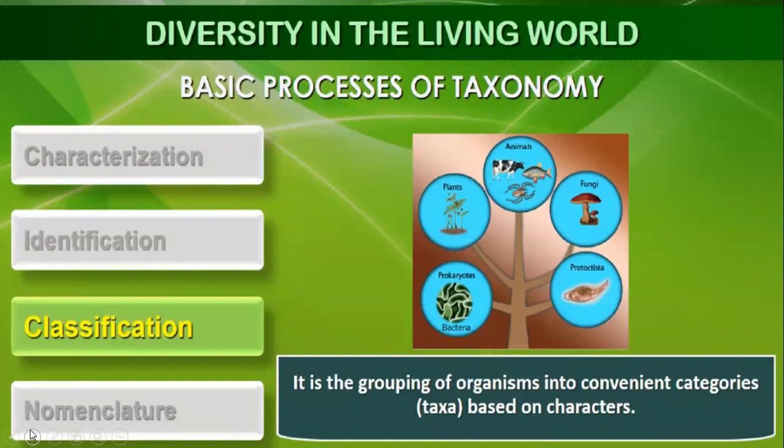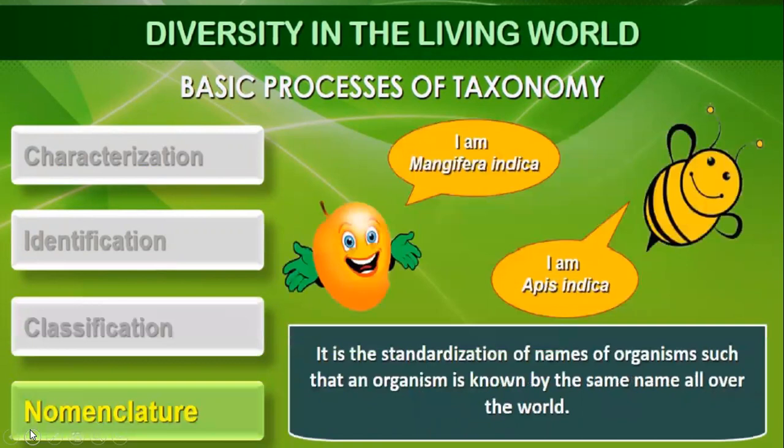Next is classification, classifying the organisms into different categories, such as prokaryotes, eukaryotes, kingdom Protista, fungi. All those are things to be said in classification. And finally, nomenclature, that is giving standardized names to organisms such that an organism is known by its name all over the world. And this system of nomenclature was proposed by a scientist known as Caspar Bauhin.